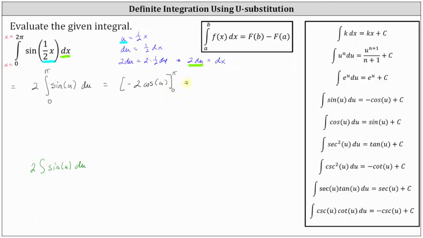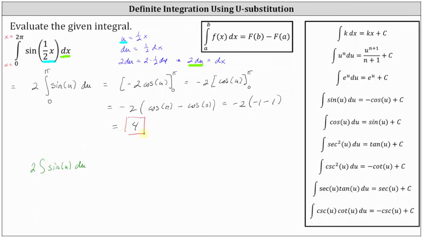Let's go ahead and factor out the negative 2. And now we determine negative 2 times the difference of big F of pi and big F of 0, where big F of pi is cosine pi minus big F of 0 is cosine 0. This gives us negative 2 times the quantity cosine pi is negative 1 minus cosine 0 is 1. Here we have negative 2 times negative 2, which is positive 4. The definite integral is equal to positive 4.